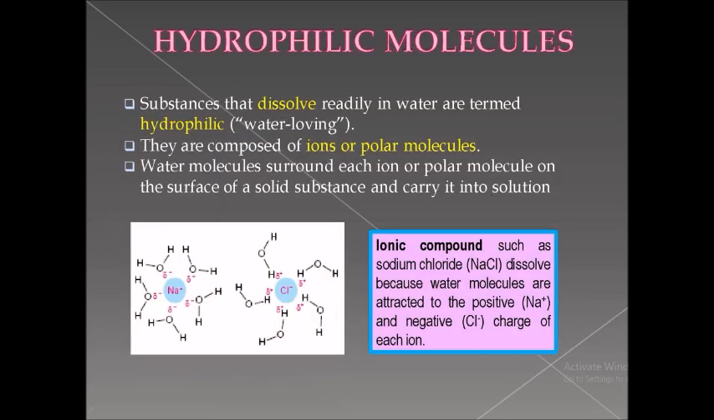So any substances that can dissolve in water are known as hydrophilic. Usually hydrophilic substances are composed of either ions or polar molecules. Therefore water molecules can surround hydrophilic molecules such as ions and polar molecules on their surface, as you can see here. This one is NaCl, which is salt. When it mixes with water, what will happen? The water will surround the sodium ion and also the chloride ion, thus making it soluble in water.